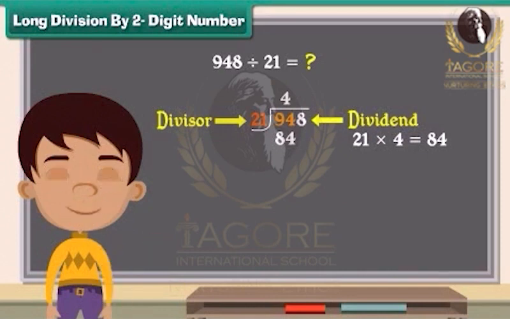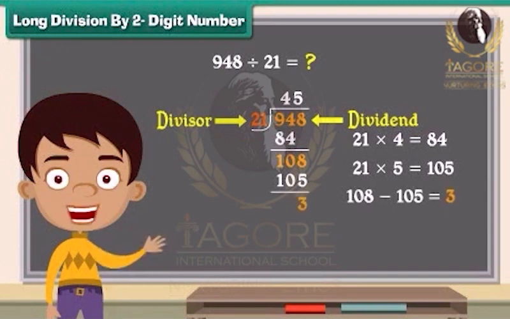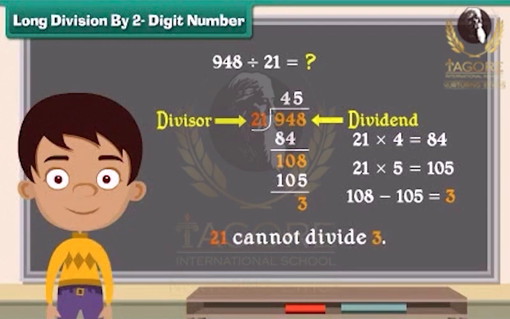Subtract 84 from 94 and write the answer below 84. Go to the next number in the dividend. The next number is 8. Now drag the number down. The number becomes 108. Now divide the new number 108 by 21. 21 fives is equal to 105. Place 5 above and the answer under 108. Subtract 105 from 108. The answer is 3. 21 cannot divide 3, so 3 is the remainder and 45 is the quotient.